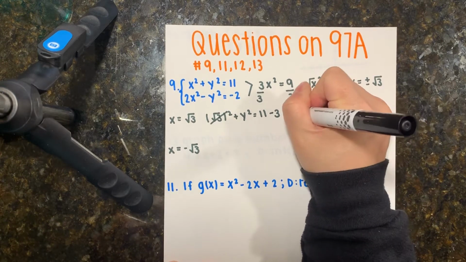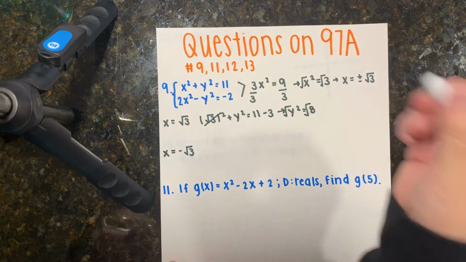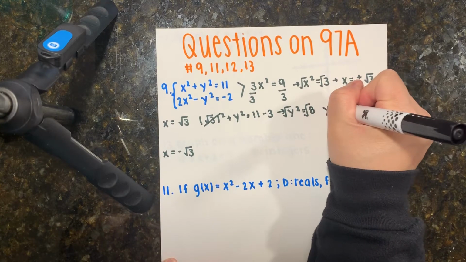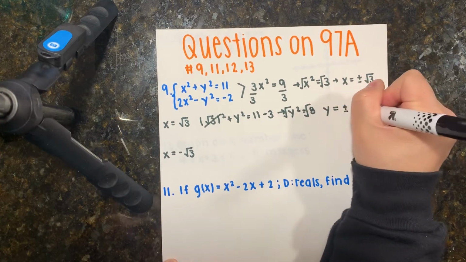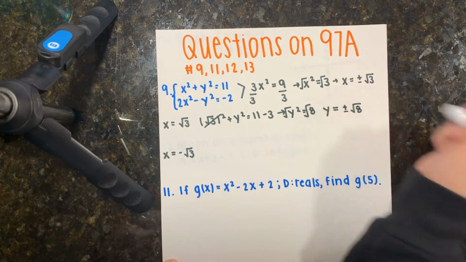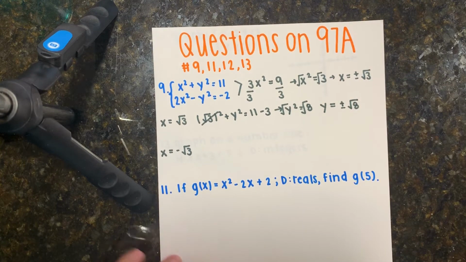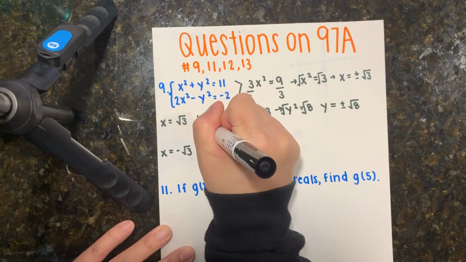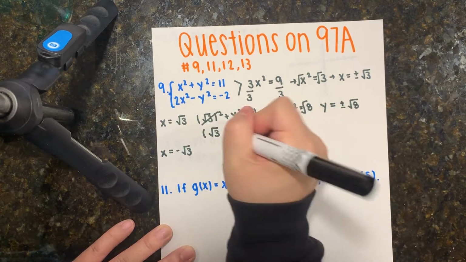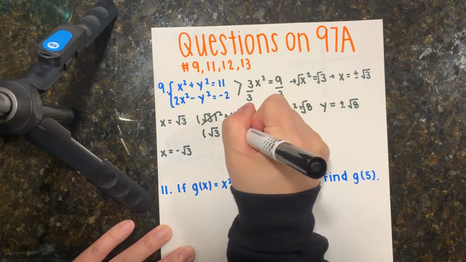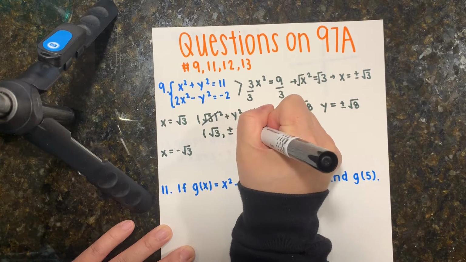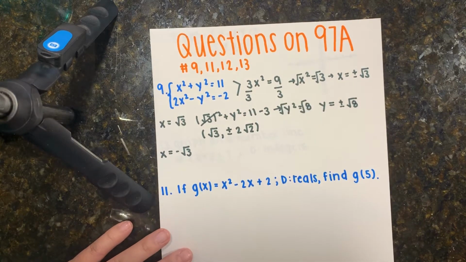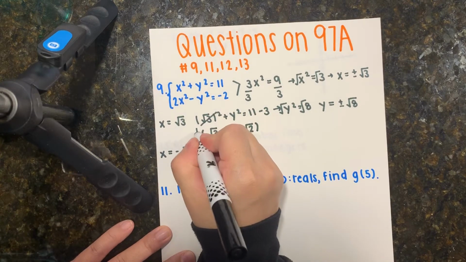Now again, when you take the square root of both sides, you get plus or minus that value, which means y is going to be equal to plus or minus the square root of 8, which you should know simplifies to 2 root 2. So my first answer is going to be square root of 3, which is my x, and then my y is going to be plus or minus 2 root 2. So that's my first answer.